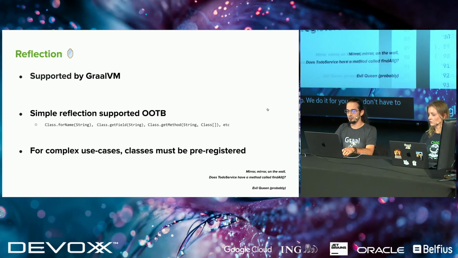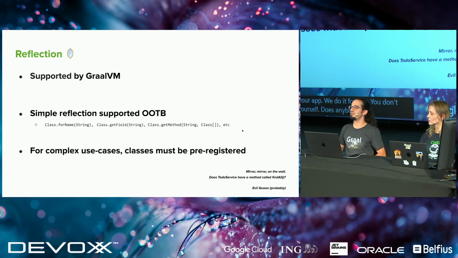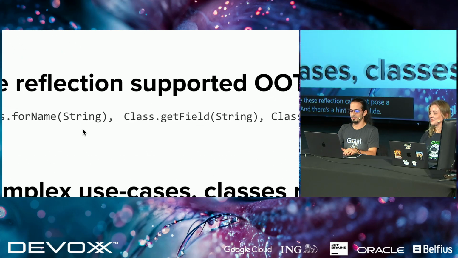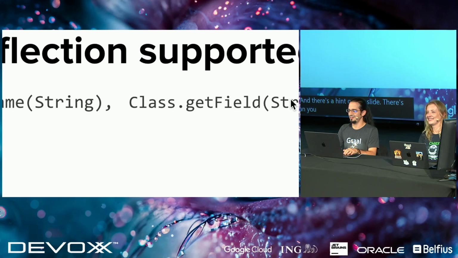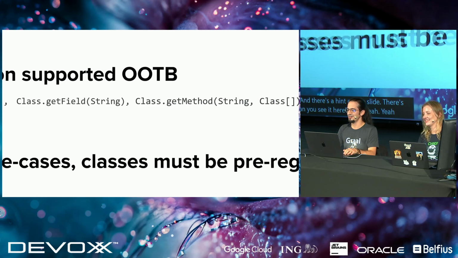Does anybody here know in which case we have these reflection calls that pose a problem? Anyone? There's a hint on the slide. Come on. Can you see it here? Yeah, it's also here and here.